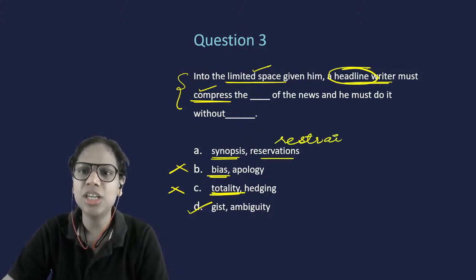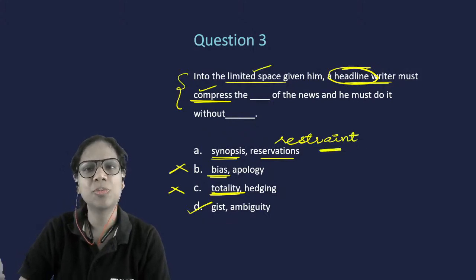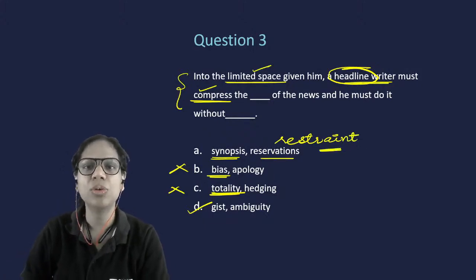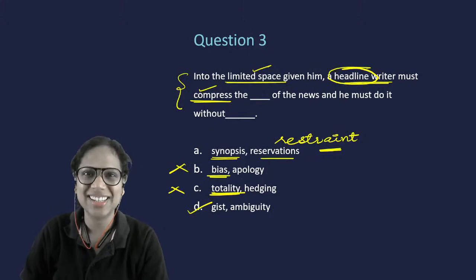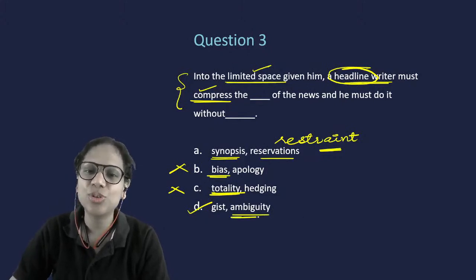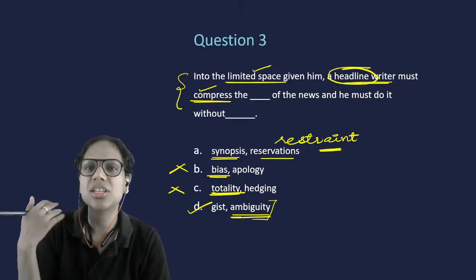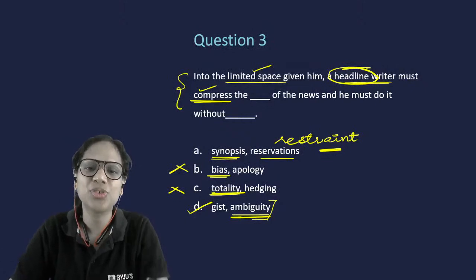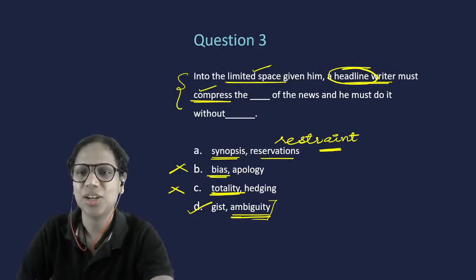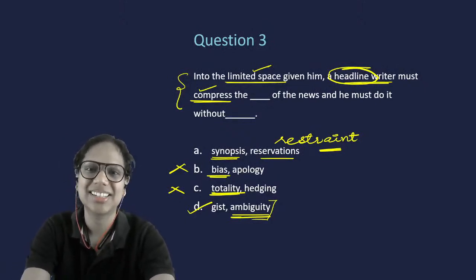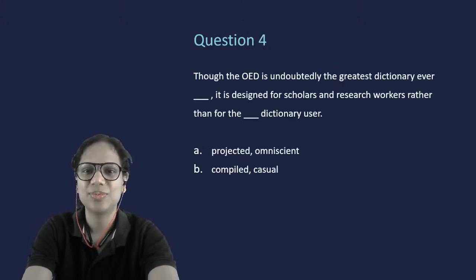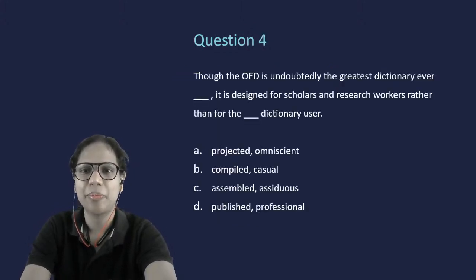No, every person who's writing in the newspaper has to exercise some restraint. We can't express our personal opinions there, right? But they have to do it without ambiguity. The person who's reading it should clearly understand what this article is going to be about. So that's why D. Good, all of you got this correct. Okay, how about this?